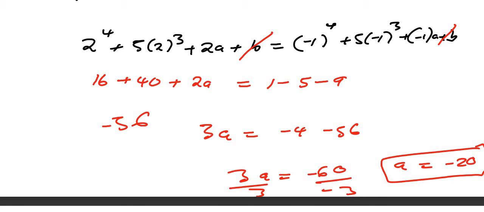Hope you're okay here, guys. We're using the remainder theorem. They're saying the remainder when this is divided by x minus 2 is equal to the remainder when f of x is divided by x plus 1. So that's basically what you get. They're the same. So that gives us the value of a.